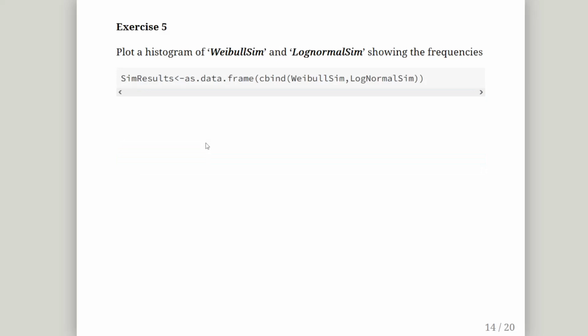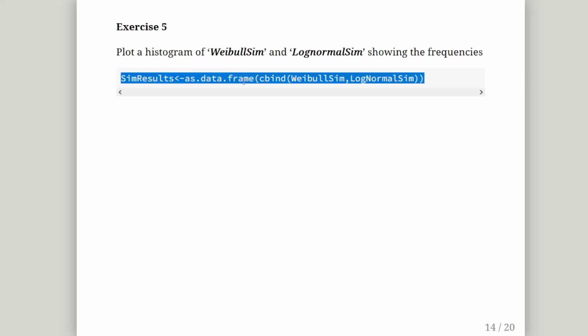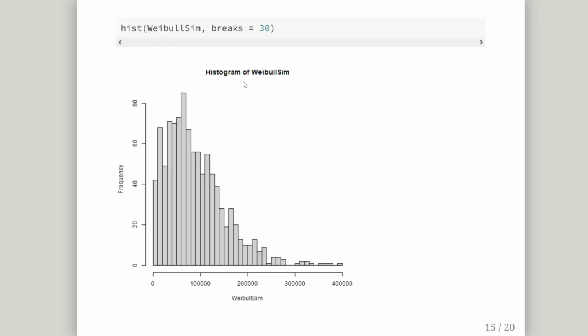So the next part is plot a histogram of Weibull sim and log normal sim showing the frequencies. I was going to do something there, but it just reminded me that we have to do everything in base R. I was going to use ggplot anyway. So here we have the histogram of Weibull sim, which I've used previously. I've just brought it back in there. Breaks equals 30 just breaks it up into 30 intervals.